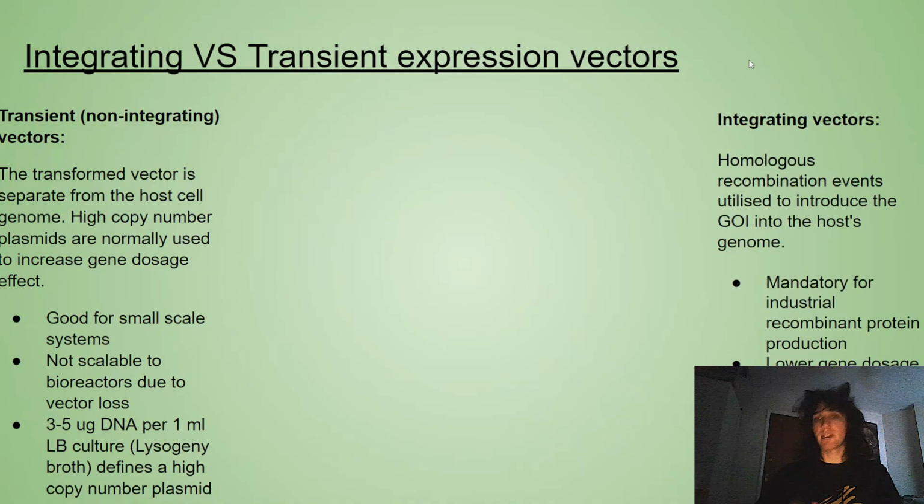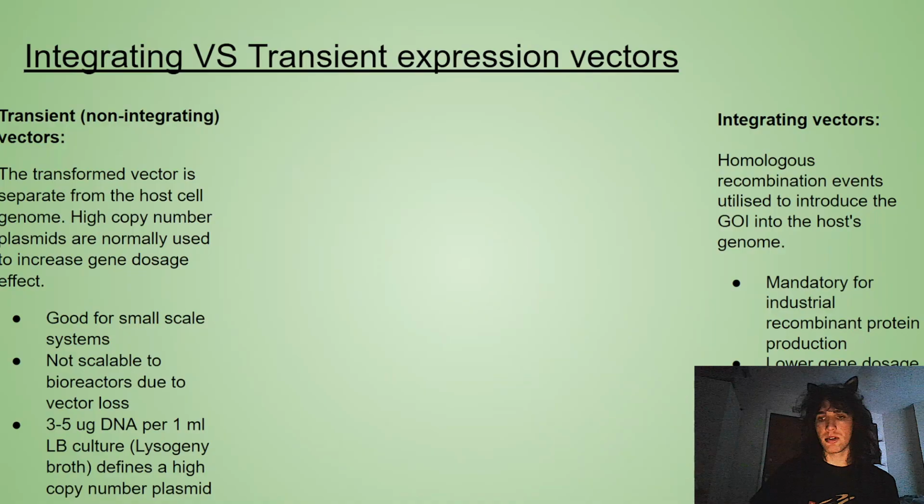And then an integrating vector actually becomes part of the host genome. This is mandatory for industrial upscaling. You get a low gene dosage effect, but this is remedied by using really strong promoters. You can either use ubiquitous ones, or others, depending on if the protein expressed is actually toxic for the cell. If it was, you wouldn't use a ubiquitous expression, right? You'd wait to switch on expression whilst it's in that log phase, whilst it's exponentially growing.